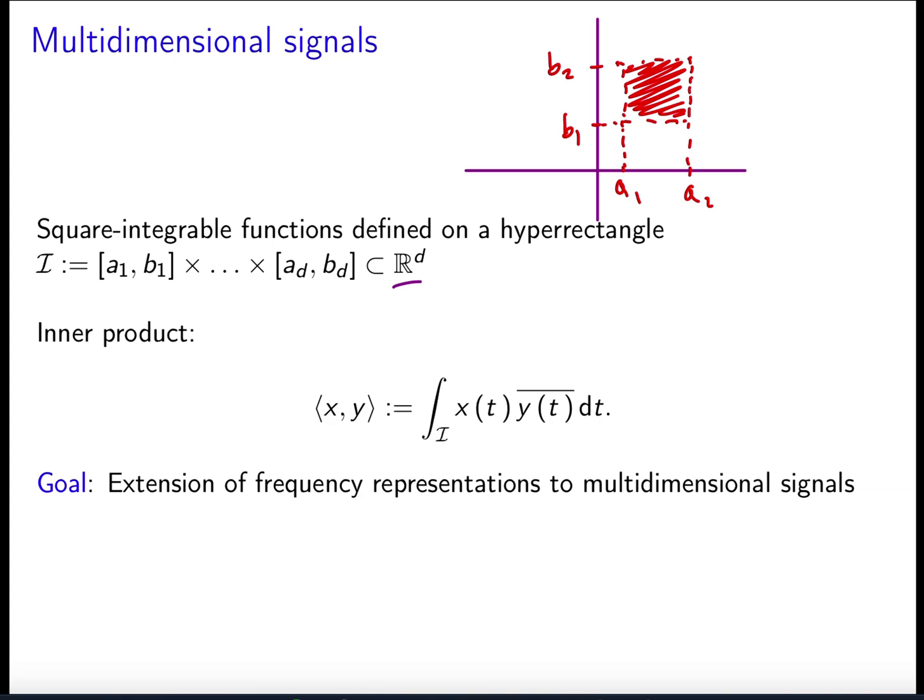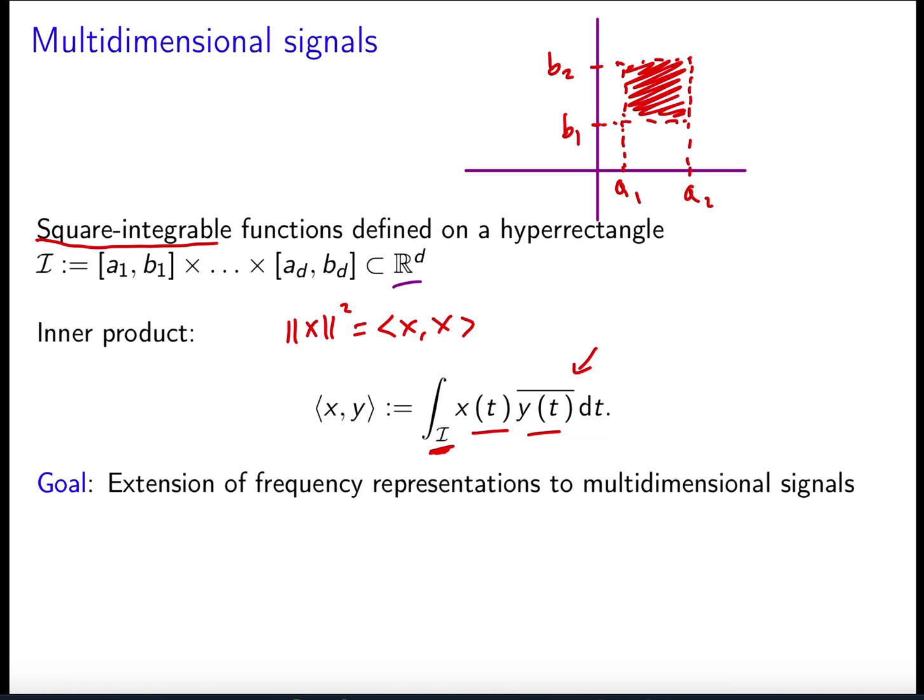The inner product between these functions is just the product integrated over this hyperrectangle where they are defined. Notice that we take the complex conjugate of the second one because we're going to be working with complex functions, basically because we want to use complex exponentials, as we will see in a moment. The reason why we need these things to be square integrable is that when we look at the norm of a signal, the norm is going to be defined as the inner product of this signal with itself. So this is just the integral of the square, and that has to be finite. Okay, so that's the reason why we're considering square integrable functions.